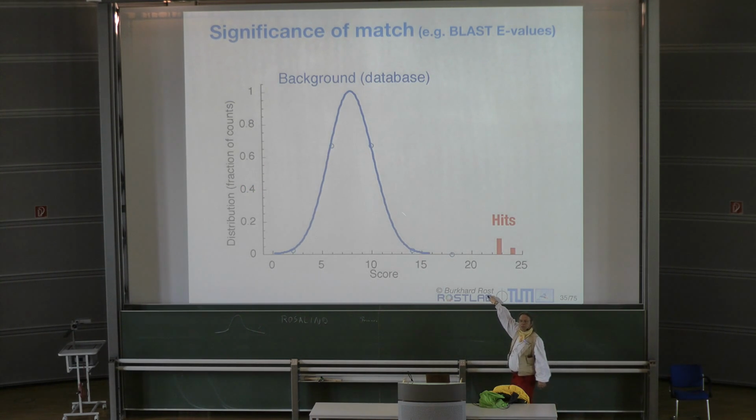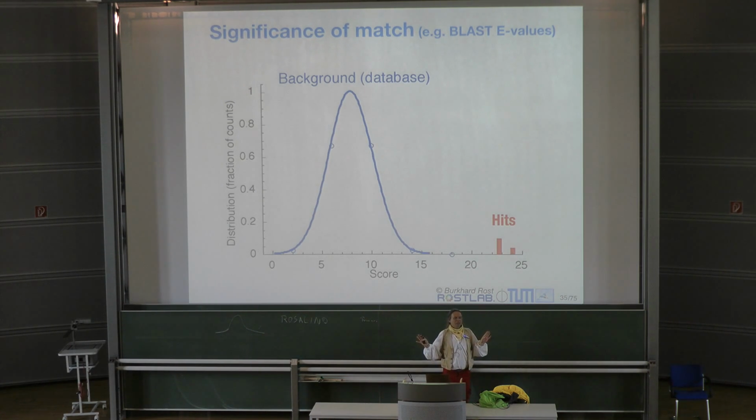So sitting completely in the blue here means that the probability of randomly finding that match is very high. And that's what you want to estimate. The expectation value should estimate how likely it is that this hit you found, you found because of some important signals like evolution, similarity in structure, similarity in function, or by just random similarities.